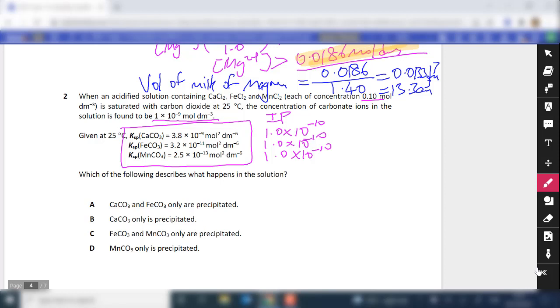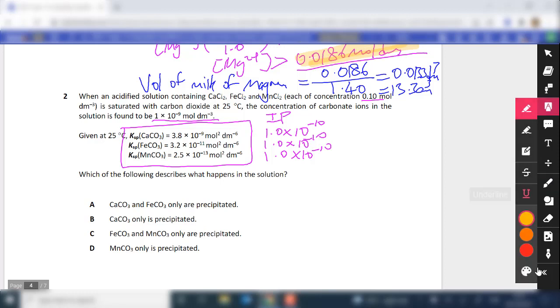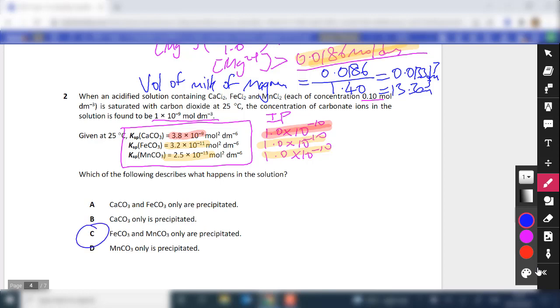Okay, then you'll notice that this particular value is actually less than the KSP for calcium carbonate. Okay, for the rest it is actually greater than the KSP. Yeah, so because of that, I would expect iron 2 carbonate and manganese 2 carbonate to precipitate out. So that will be option C.